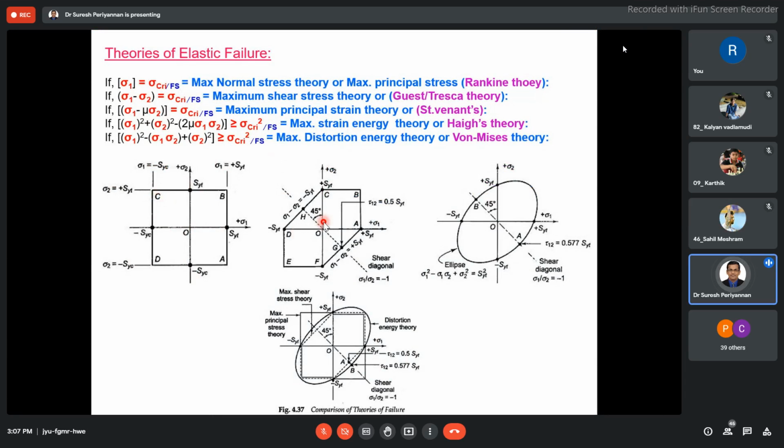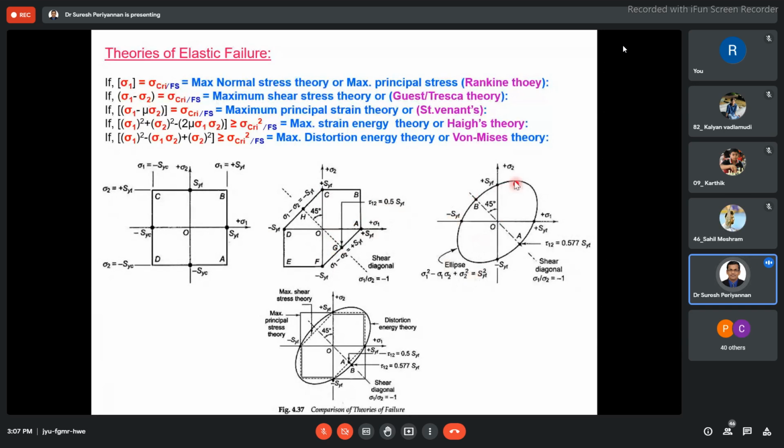Now I come to the maximum shear stress theory, the hexagon. In this hexagon, the first quadrant and the third quadrant are symmetric, and the second and fourth quadrants are symmetric. This theory is suitable for ductile material. Here tau 12 is nothing but tau maximum. Maximum shear stress is equal to 0.5 times SYT, the yield strength, which is what we call sigma critical here. Okay. Now this is the hexagon shape, and I come to the maximum distortion energy theory.